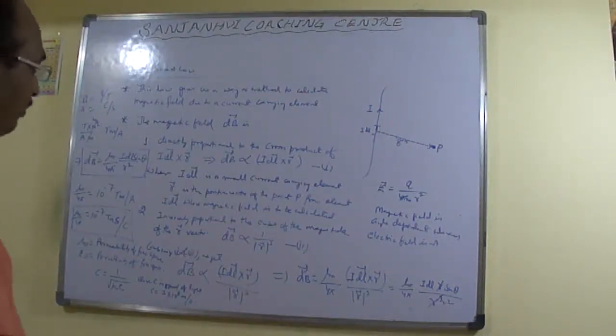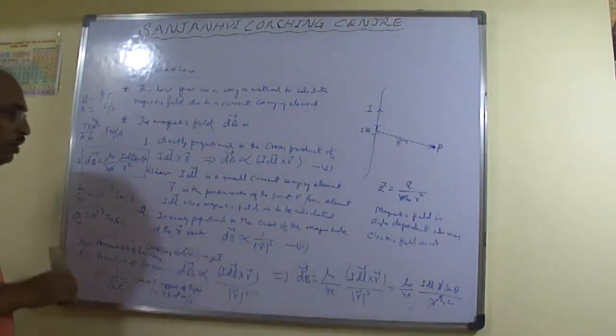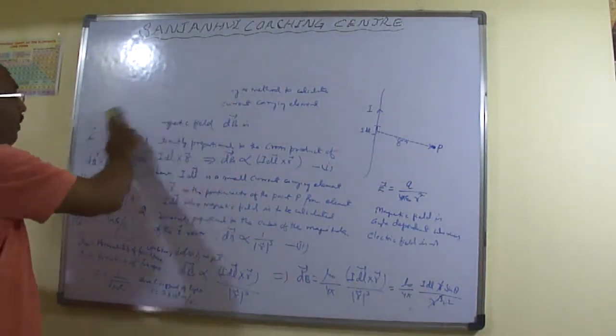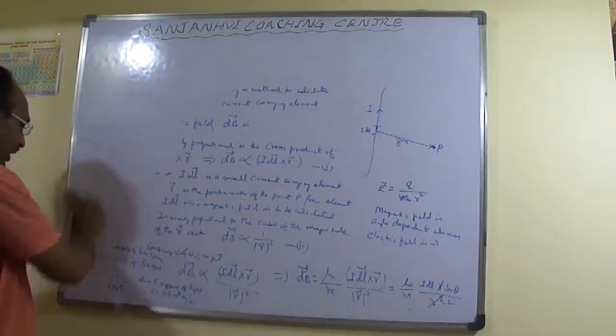Right. So we were having discussion on this Biot-Savart law, and now you have understood. Okay. Let us go for finding out the direction of magnetic field.